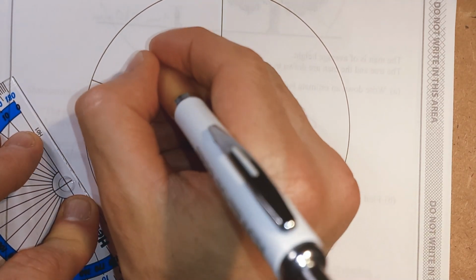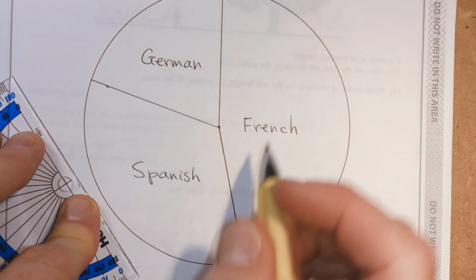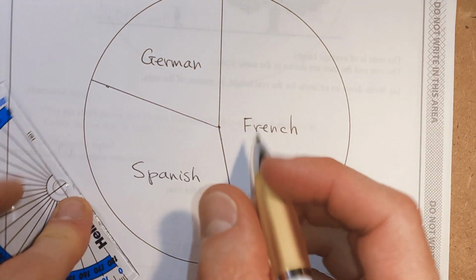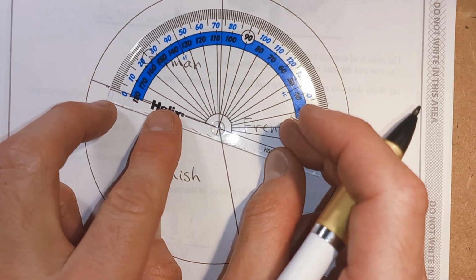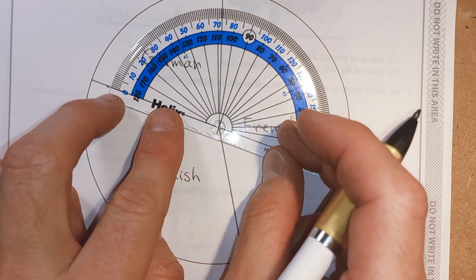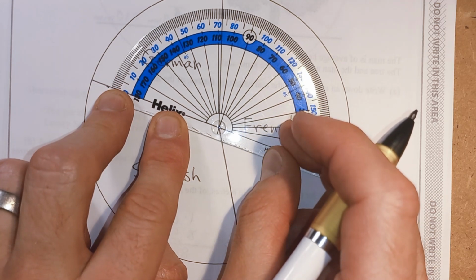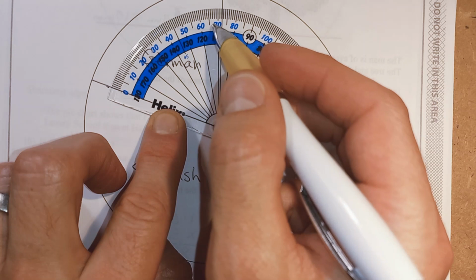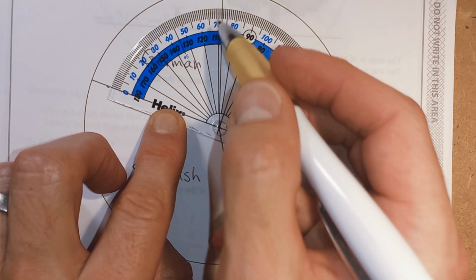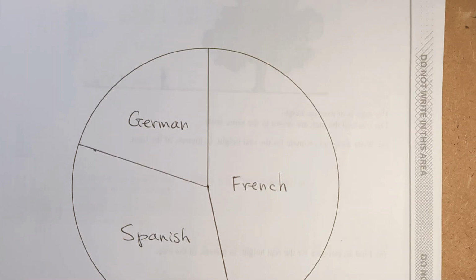So what's left should be German. And we can check we've done it okay, because this angle should now be 72 degrees. So I'm going to put that on there. Now it doesn't matter if you're out by 1 or 2 degrees, but you want to be as close as you can. 72 degrees. So 0, 10, 20, 30, 40, 50, 60, 70, 1, 2. Yeah, pretty much spot on. And that's what we need.